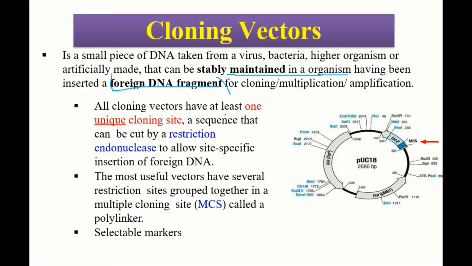So all cloning vectors at least usually have certain characteristics. For example, a unique cloning site, that is a sequence that can be cut by restriction enzymes, what we call an MCS. For most organisms, they have a multiple cloning site, so that we have many restriction enzyme sites that have been grouped together. They also usually have what we call selectable markers like ampicillin or other antibiotic resistance genes.